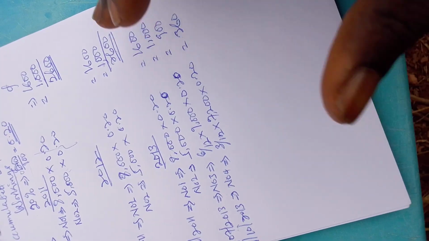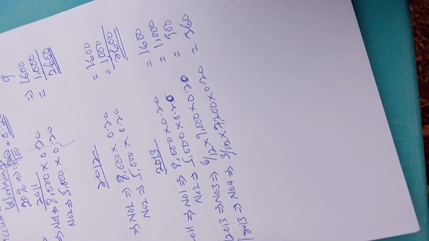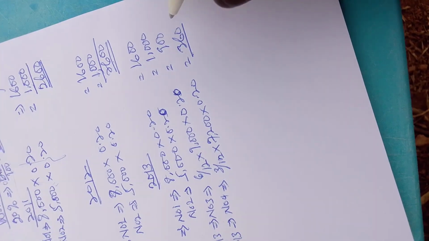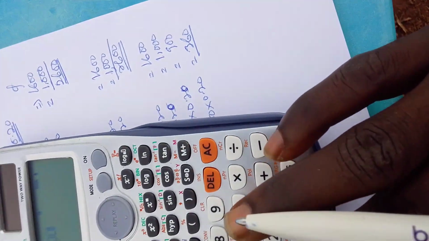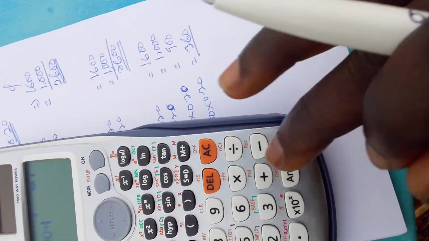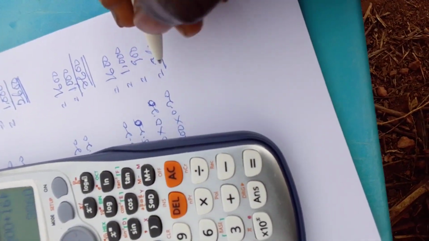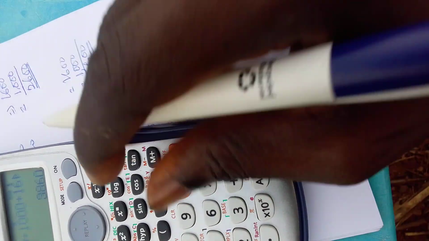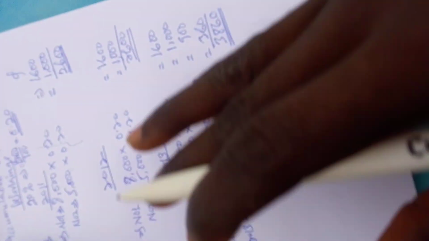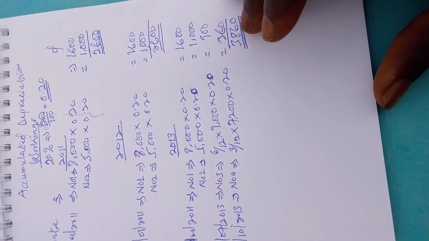And after that, no asset was purchased and no asset was sold at that time. So we have to get the total value. You are going to add the 360 to the 900, 900 plus 1000 plus 1600, and you are getting 3860 on 2013. So this is the accumulated depreciation for 2013.